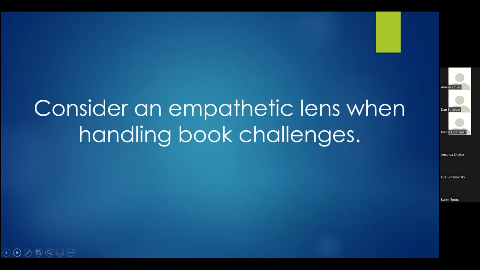I start with this phrase, consider an empathetic lens when handling book challenges, because I know that you came to this profession with passion. I came to teaching with passion. I came to librarianship with passion. And you're going to be dealing with people who are also equally as passionate as you are, and it makes it a very difficult situation to deal with.